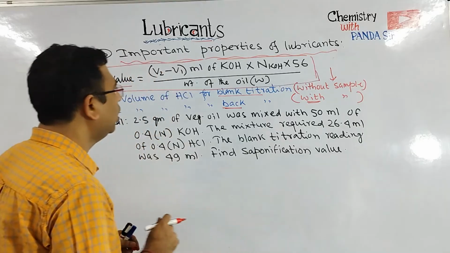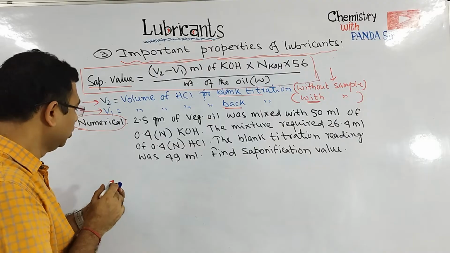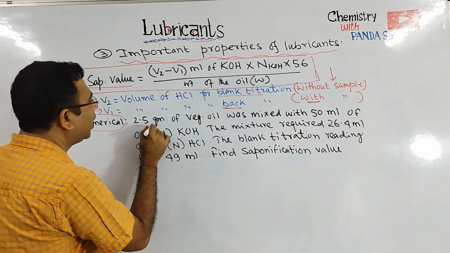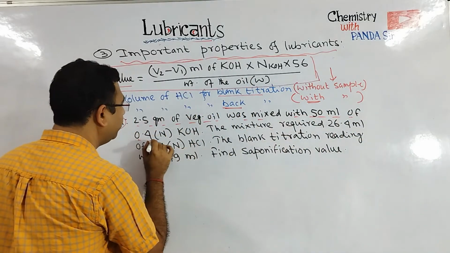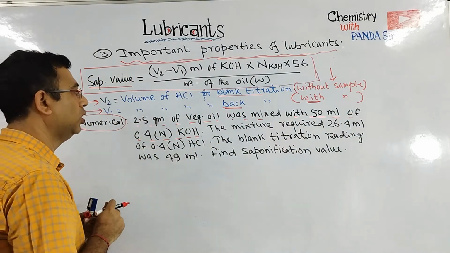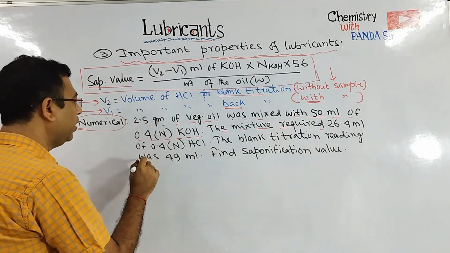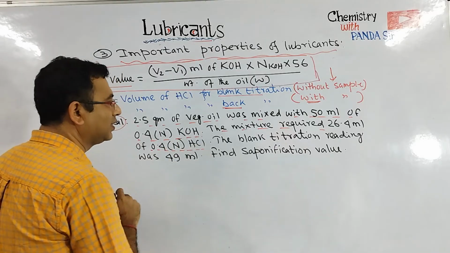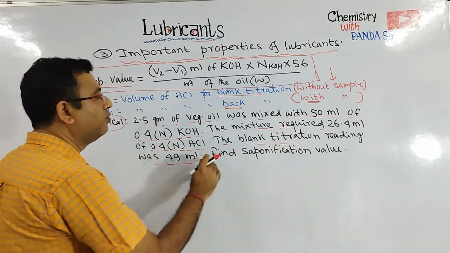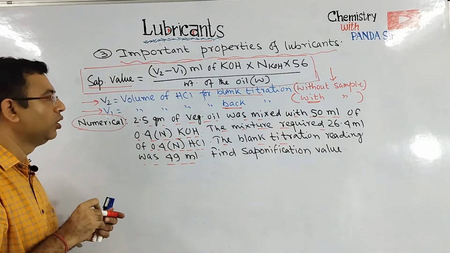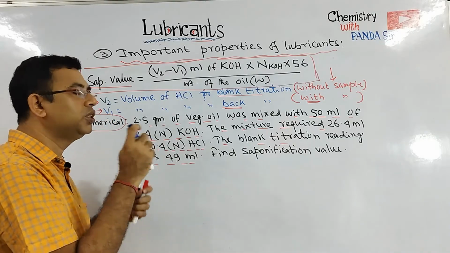This kind of numerical may come in the exam. So, 2.5 gram of vegetable oil was mixed with 50 ml of 0.4 normal KOH. The mixture required 26.4 ml of 0.4 normal HCl. The blank titration reading was 49 ml. Find the saponification value. From this numerical, you can understand that all the information is given.